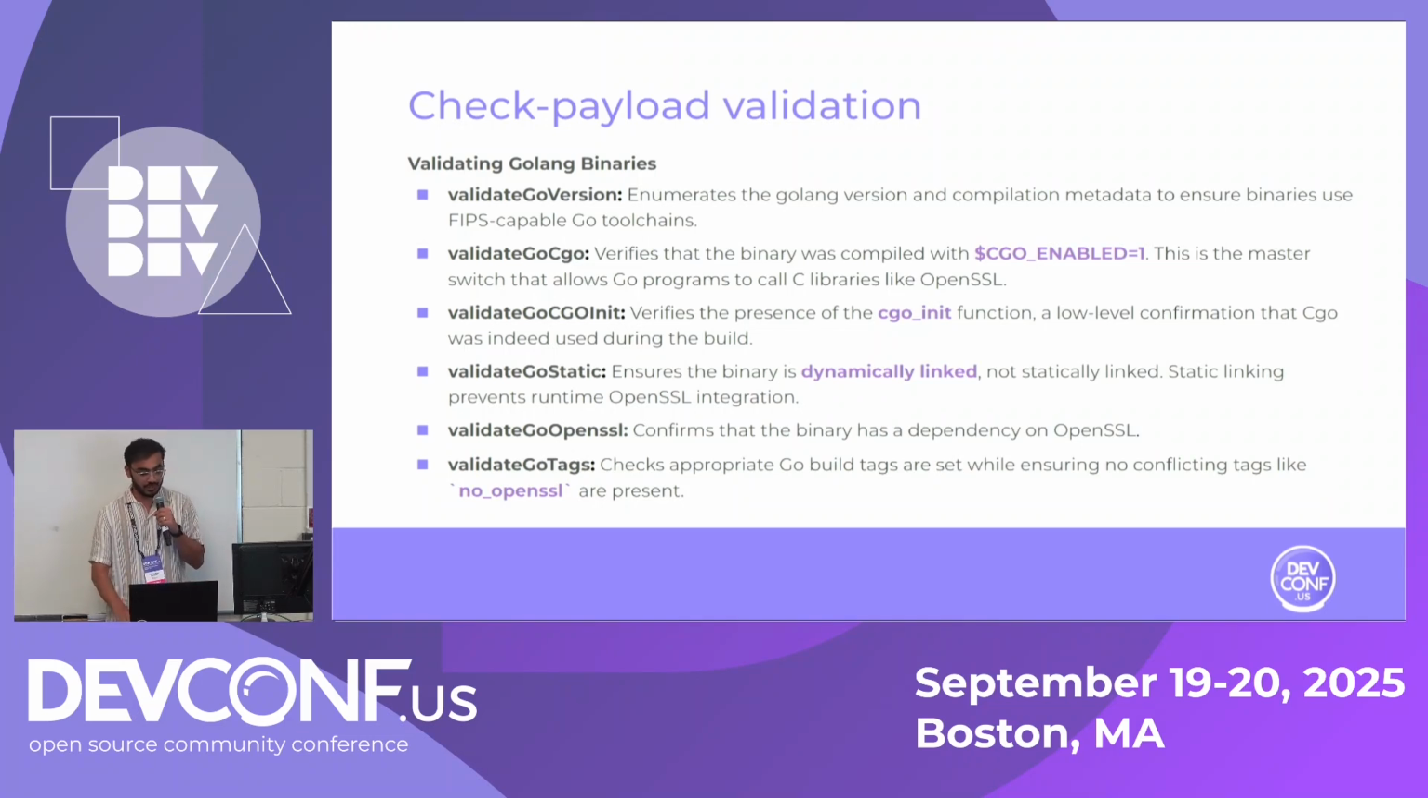Again, the same standard check of making sure the binary is dynamically linked. So static linking essentially prevents that runtime OpenSSL integration, and then it also checks for any conflicting tags being present in your build, like no OpenSSL or things like that, which could interfere with running on a FIPS enabled environment.